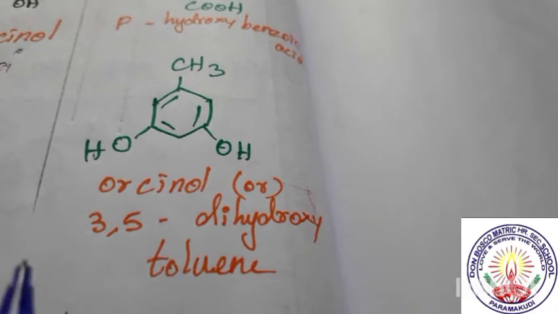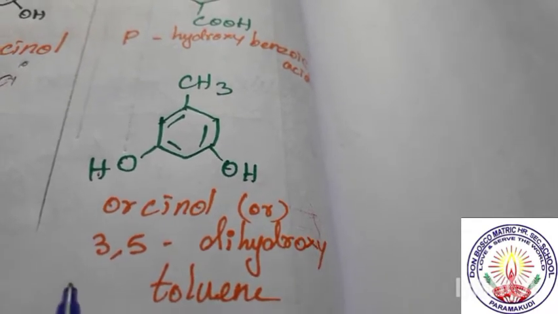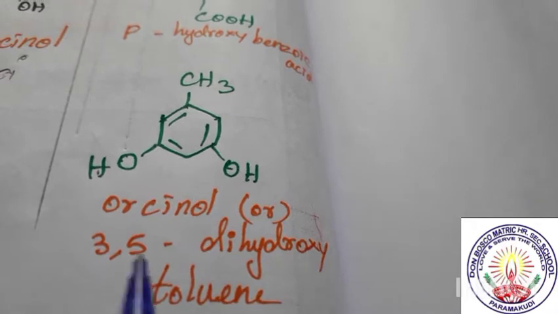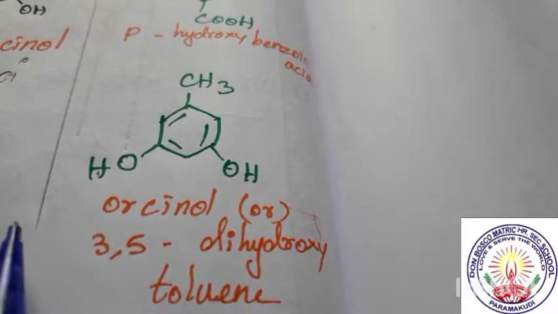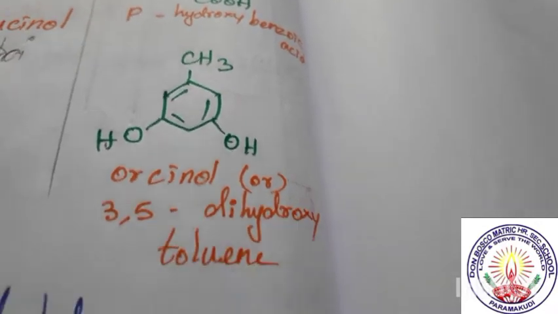The fourth example is arsenol, where it is present, this alcohol 1, 2, 3. So 3, 4, 5. So 3 and 5 dihydroxy, 2 OH இருக்குது. So dihydroxytoluene.